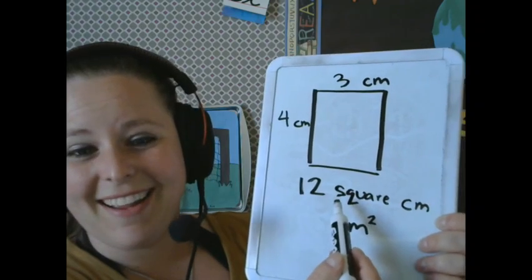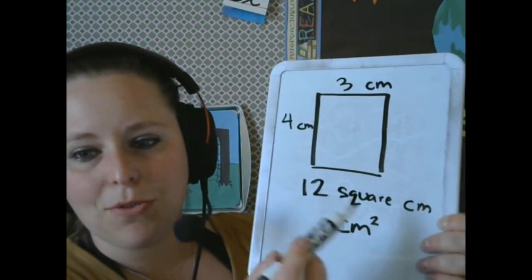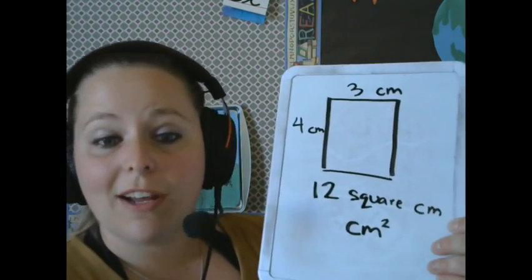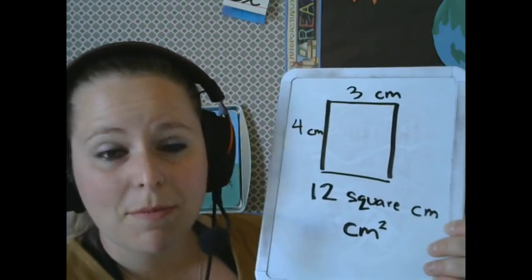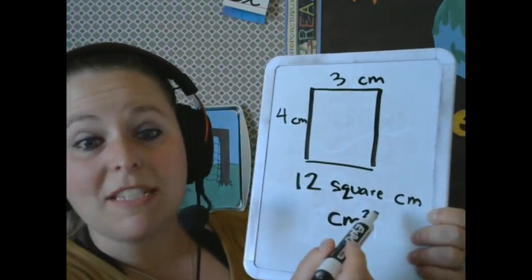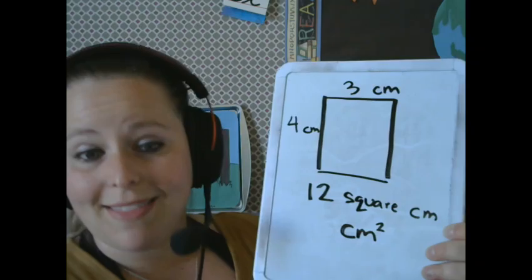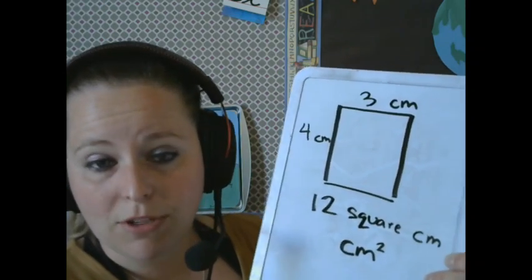And square is spelled S-Q-U-A-R-E. If you don't know how to spell square, if you don't have that memorized, I would suggest writing this down on a piece of paper right now. So pause the video, write this down so you know how to spell it later with your assignment.